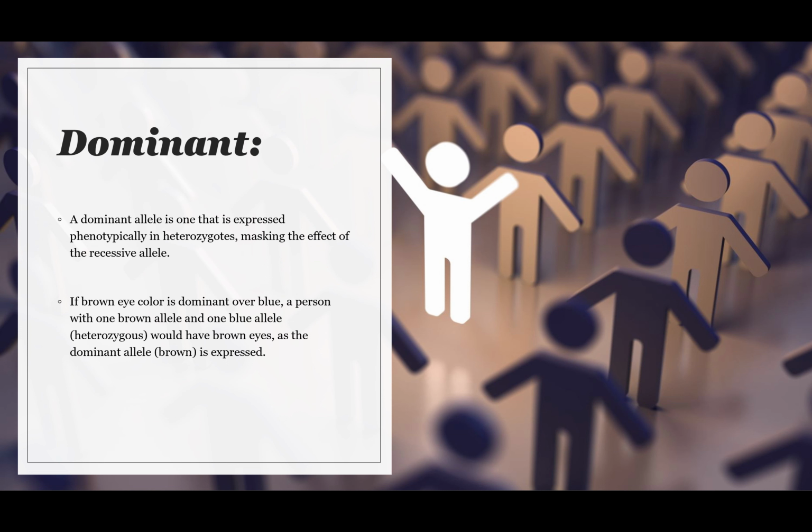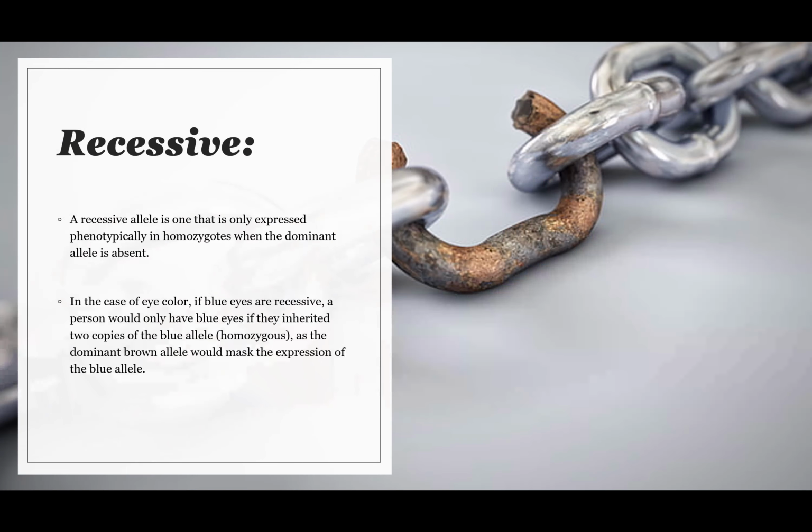Okay, so in dominance, we know that one allele is expressed phenotypically in heterozygotes over the other. So if a brown eye color is dominant over blue, a person with one brown allele and one blue allele, which is heterozygous, would have brown eyes, as the dominant allele is brown, and that is expressed.